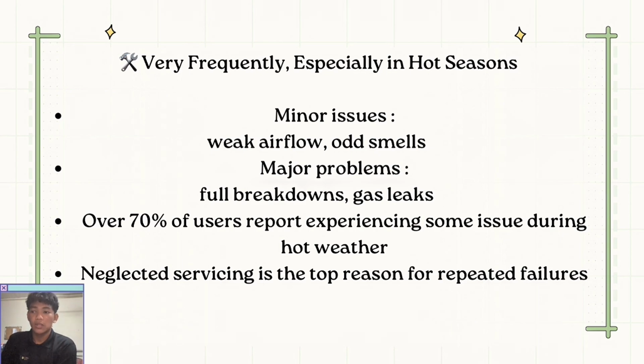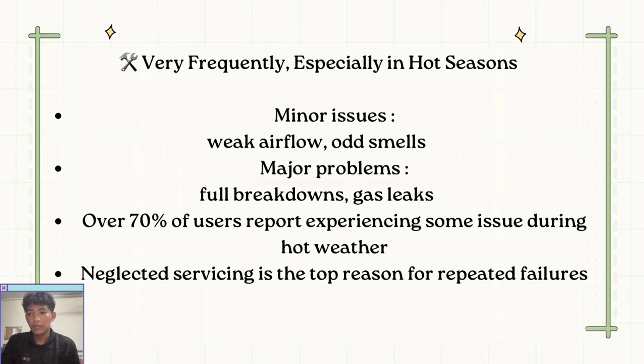When there are minor problems, there will be major issues like gas leaks or total breakdowns that usually happen every 1 to 2 years. But this depends on how well the system is maintained. If people forget to service the air conditioner, the risk of breakdown is higher.